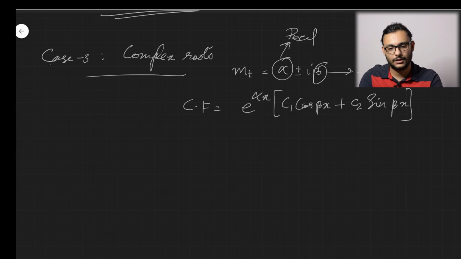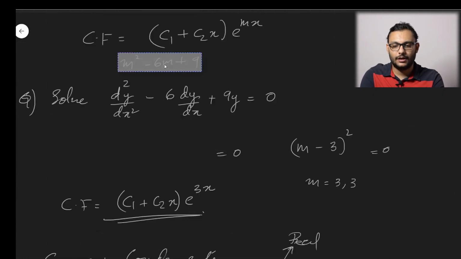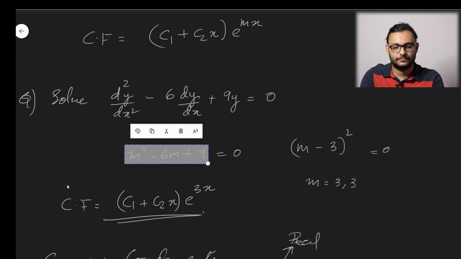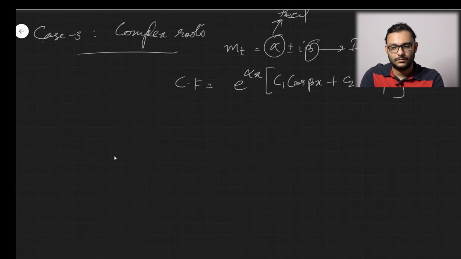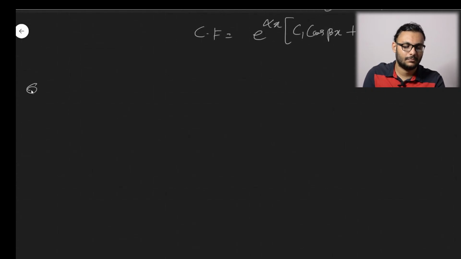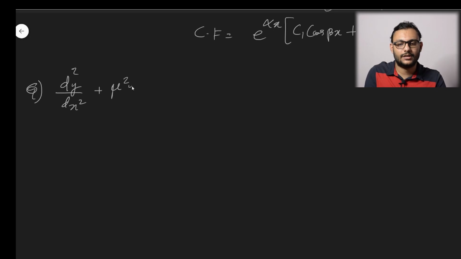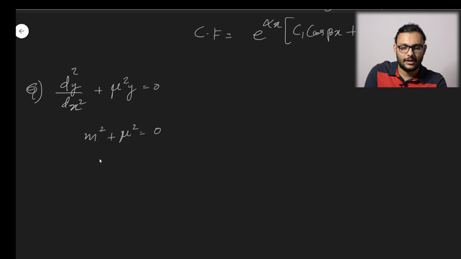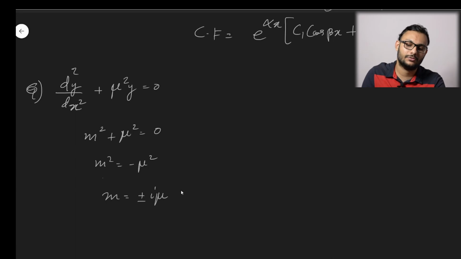I hope you got the idea. Okay, now we can move on to an example. Let us solve a problem involving this kind of roots. Solve the differential equation d square y by dx square plus mu square y is equal to 0, where mu is a constant. Now we can form the auxiliary equation as m square plus mu square is equal to 0, m square is equal to minus mu square, or m is equal to plus or minus i mu.